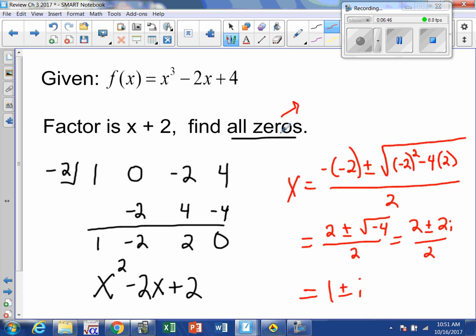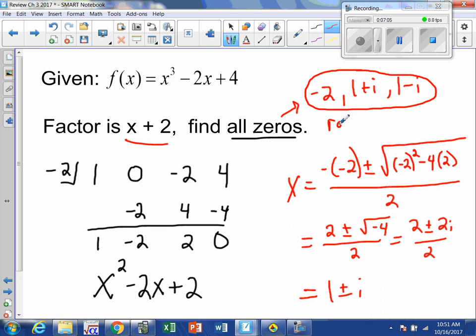So our zeros are -2, that's the one we got from the factor, and then from the quadratic formula, we get 1 plus i, and we get 1 minus i. So there are our zeros. Make sure you understand the difference between the roots and zeros versus the factors and answer the correct question.